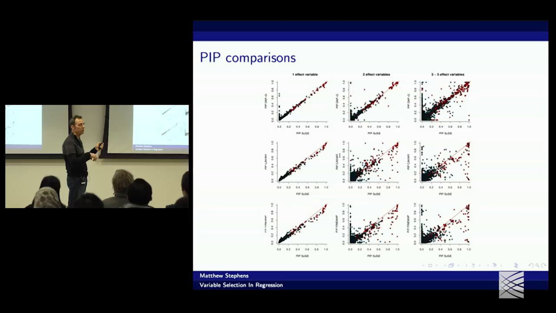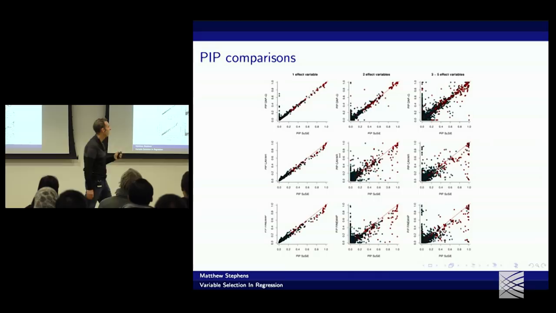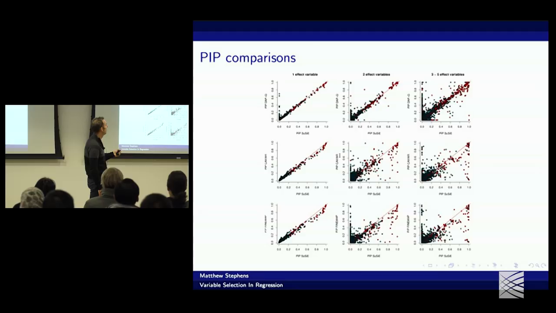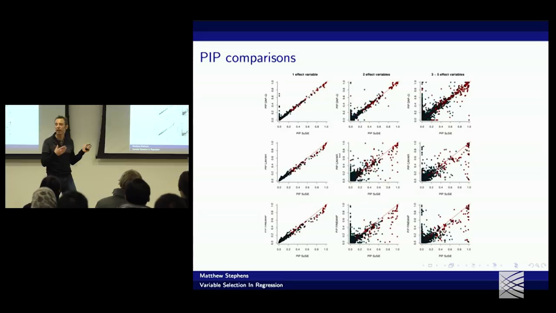What you see here is that mostly it agrees, but occasionally DAPG assigns a highish posterior inclusion probability to a SNP that SuSiE assigns essentially zero. The colors you can't see very well: there's red and black here. The red ones are the causal SNPs, mostly up here. They're the ones that in the simulations actually had an effect. The black ones did not. All the ones that DAPG is picking out as having moderate PIP are actually black, which means they didn't have an effect.